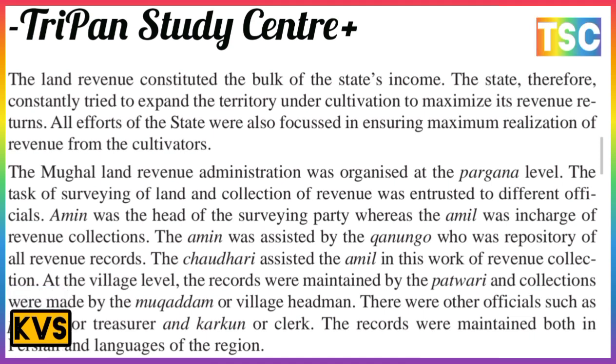The Mughal land revenue administration was organized at the pargana level. The task of surveying land and collecting revenue was entrusted to different officials. The Amin was the head of the surveying party, whereas the Amil was in charge of the revenue collection. The Amin was assisted by the Qanungo, who was the registrar and kept all the revenue records. The Chaudhary was associated with the Amil in the work of revenue collection.